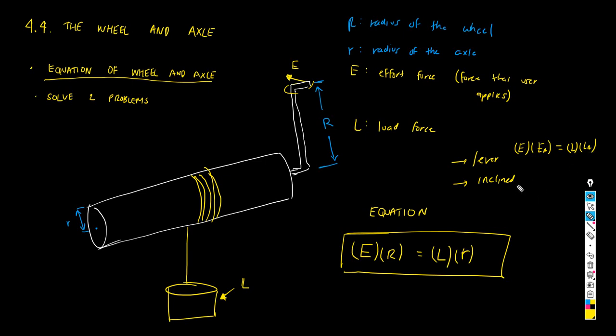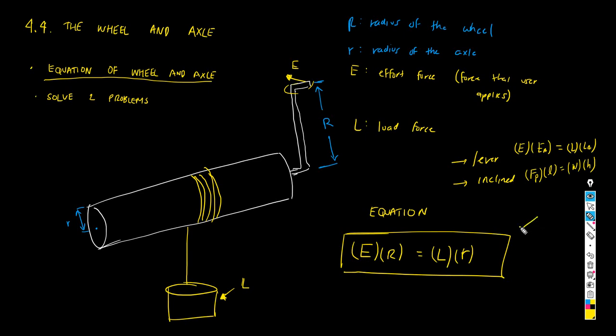For the inclined plane, what was it? It was the force that we apply over the plane times the length of the plane equals the weight of the object that you want to raise times the height of the inclined plane. So once again, look, it's force times some distance equals some force times some distance. And here is the same. Some force times some distance, which is this distance, equals another force times another distance. You see, it's pretty much the same equation, guys. It's basically different versions of the same physical concept.